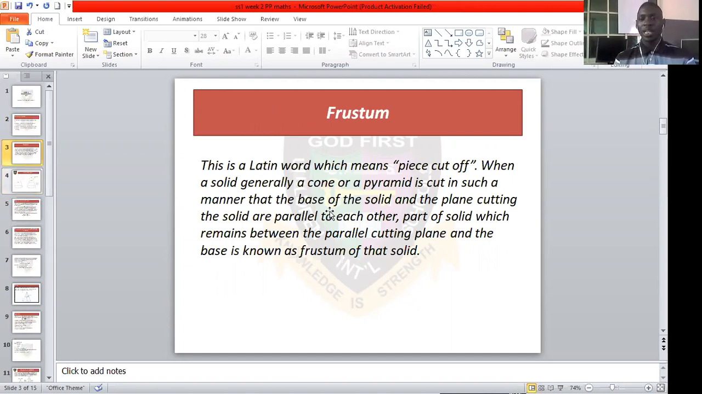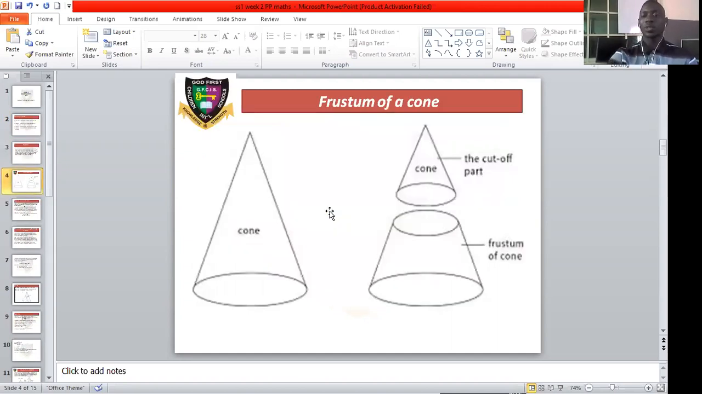This is a cone. If you cut a cone in a way that it is parallel to the base, look at the way it is cut here. It produces another cone. So this remainder is called the frustum. It's called the frustum of a cone. If you cut a cone into two, it produces a smaller cone, but the remainder here is called the frustum.